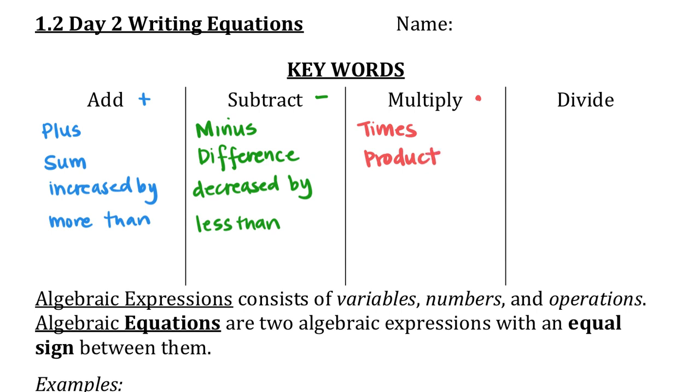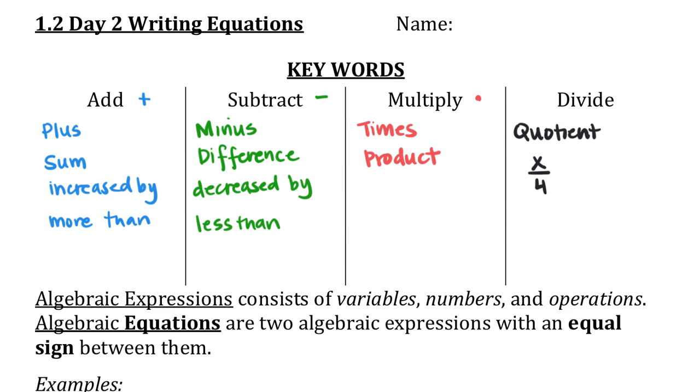Okay, for division, we normally do a fraction for it. What word might we see? Quotient, or it might just say divided, but we do normally write it as a fraction. We don't use the division symbol because it's confusing. So it might be x divided by 4 or something like that, or the quotient of x and 4. It will look something like that.